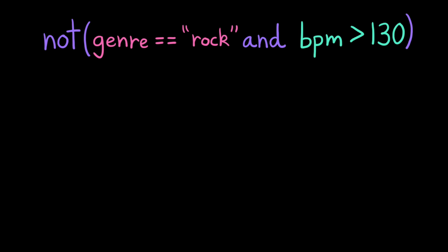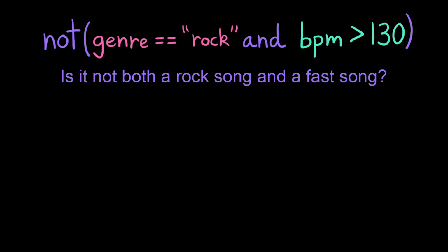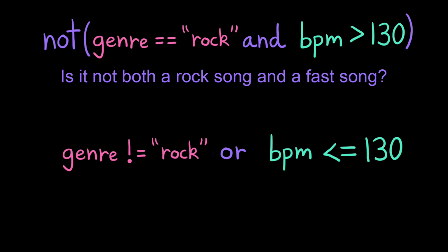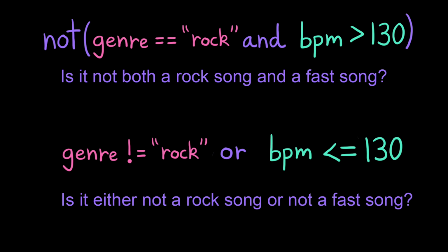This asks, is it not both a rock song and a fast song? That's equivalent to the expression, is the genre not equal to rock, or is the BPM less than or equal to 130? If either of these conditions is true, then this AND expression would evaluate to false, which means not it would evaluate to true.